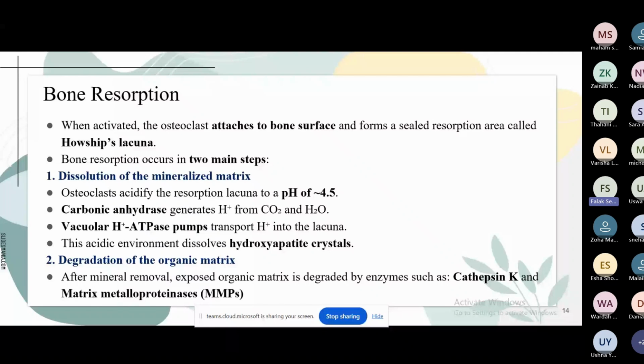So bone resorption is done by the osteoclast. It is a two-step process. The first is the dissolution of the mineralized matrix, and the second is the organic matrix degradation.